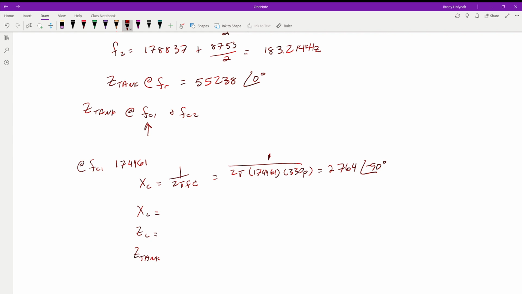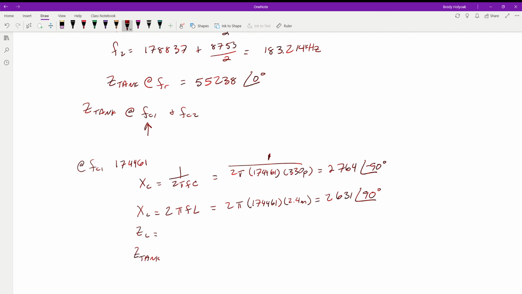We have the reactance of the inductor, which is 2 pi times the frequency times the inductor. That is equal to 2 pi times 174461 times 2.4 millihenries, and that's going to be equal to 2,631 ohms at an angle of 90 degrees.